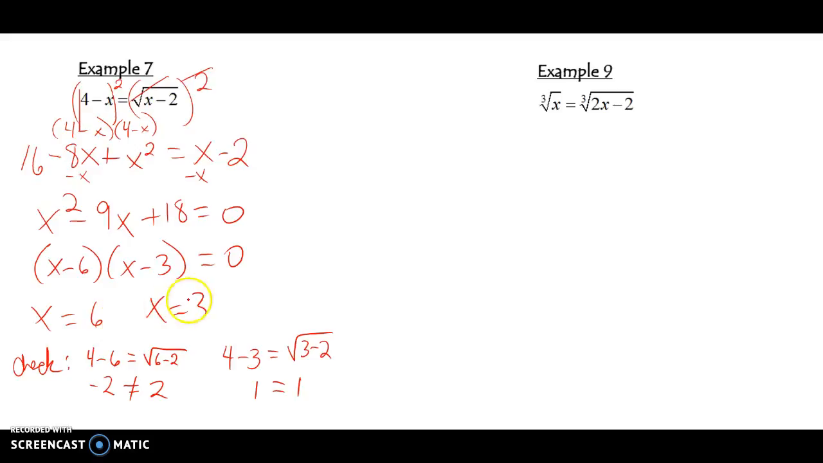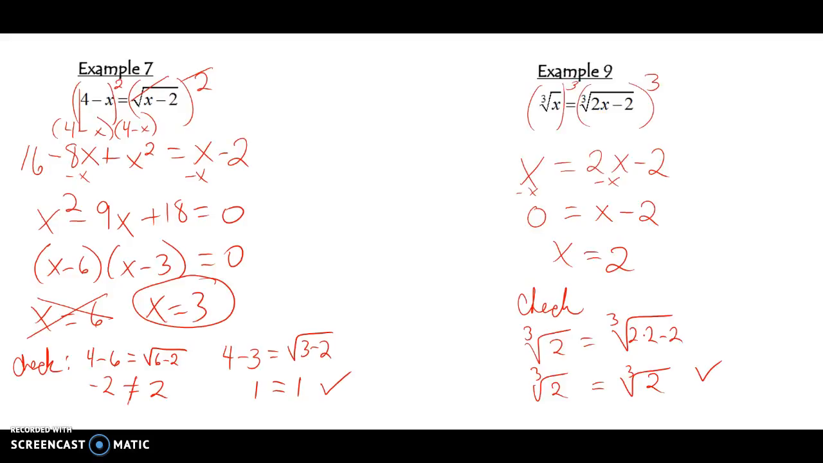So we're going to check both of these answers of 6 and 3. Alright, so we plug in 6, and we end up with negative 2 equaling 2, which is not true. So we would eliminate that answer. When we check 3, 1 does equal 1. That is a solution. I want you guys to try example 9, pause the video, and then check back to check your work.